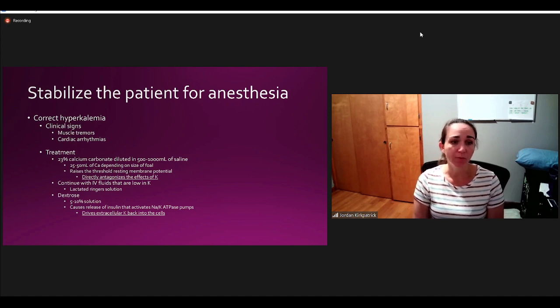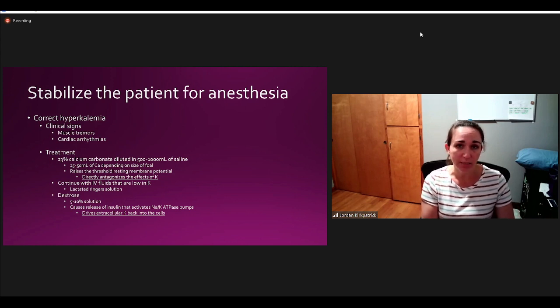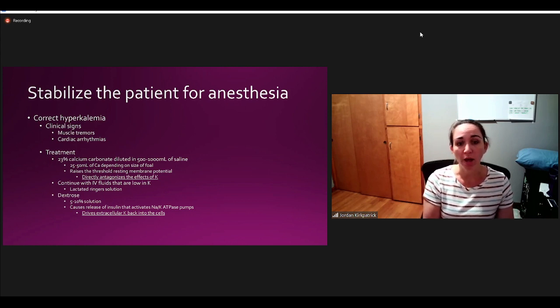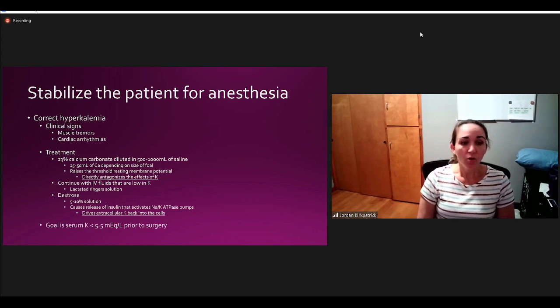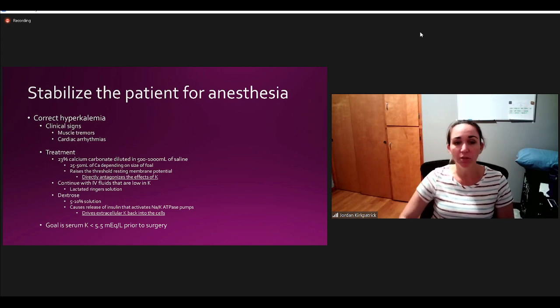Dextrose is another option. You give a 5 to 10% solution, and that causes the release of insulin, which will activate the sodium potassium ATPase pumps, and that will actually drive the potassium back into the cell. So it drives the extracellular potassium back so that it's intracellular, which will help lower the serum potassium levels. The goal is to have a potassium of less than 5.5 milliequivalents per liter prior to surgery.